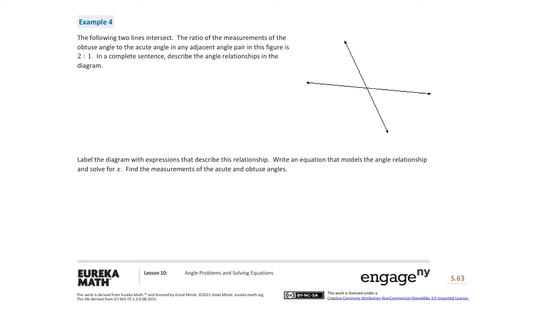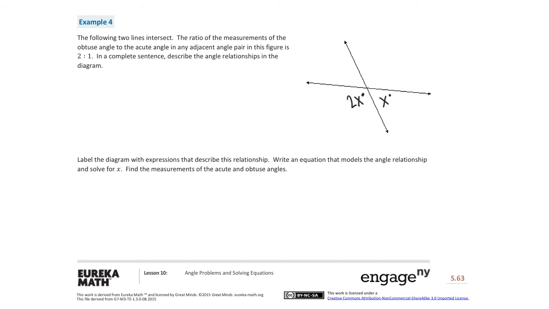Example 4. The following two lines intersect. The ratio of the measurements of the obtuse angle to the acute angle at any adjacent angle pair in this figure is 2 to 1. In a complete sentence, describe the angle relationship in the diagram. So the measurement of an obtuse angle is twice the measurement of the acute angle here. So how we're going to represent that is we have 2x for our obtuse angle, and our acute angle is x.